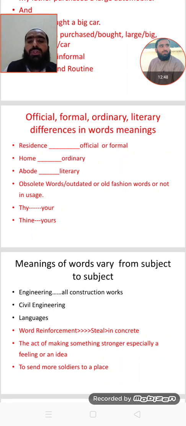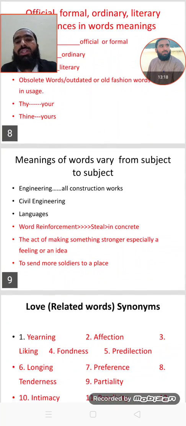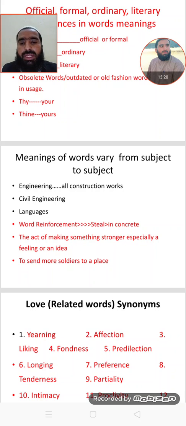We also have obsolete words. Obsolete means outdated or old-fashioned words that are not in usage. Thy means your, and thine means yours, but they are not used in daily life in modern English. That's why they are considered obsolete. Although they are synonyms and the same in meaning, there is a difference in modernity and obsoleteness.